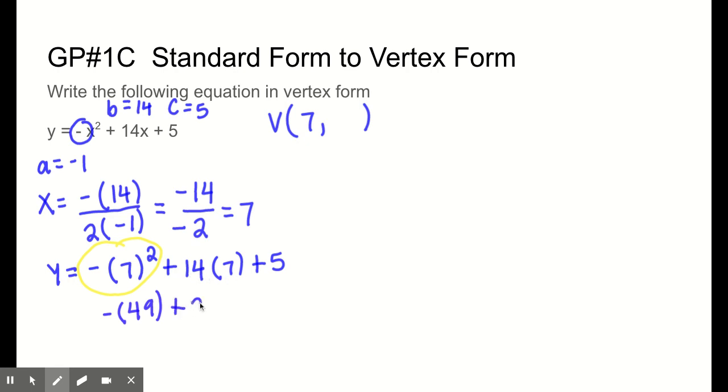14 times 7 gives us 98. A negative 49 plus 98 gives us a positive 49. Plus 5 gives us 54. Obviously, this is an equation that we would never graph because that is a gigantic vertex.